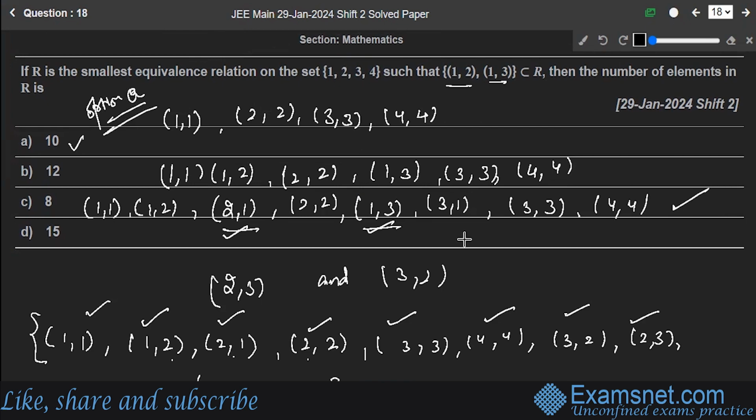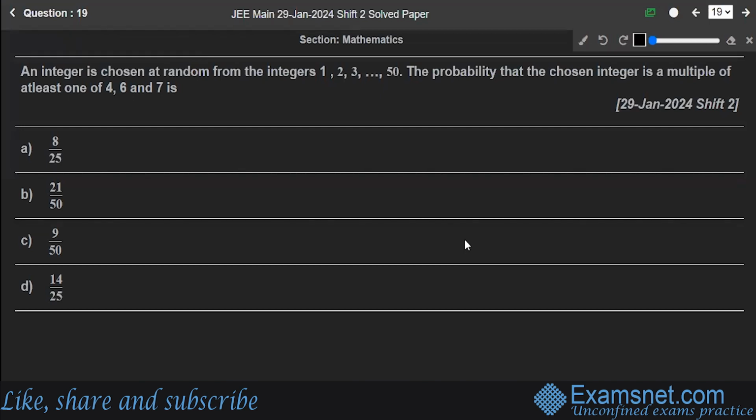Hope you're clear with this. Let's move to the next question. Question number 19: an integer is chosen at random from these integers. Probability that the chosen integer is a multiple of 4, 6, and 7. Okay, all of them. Okay, fine.